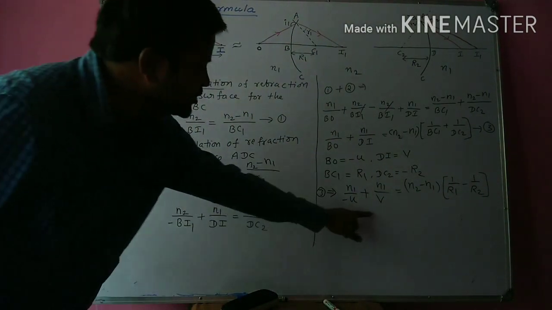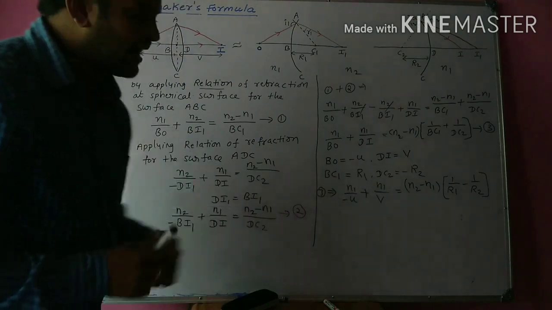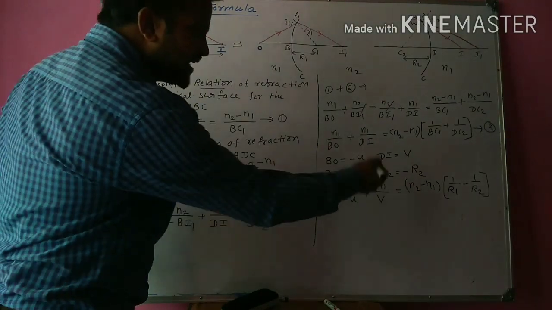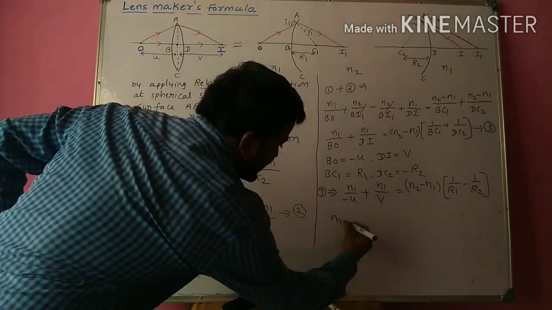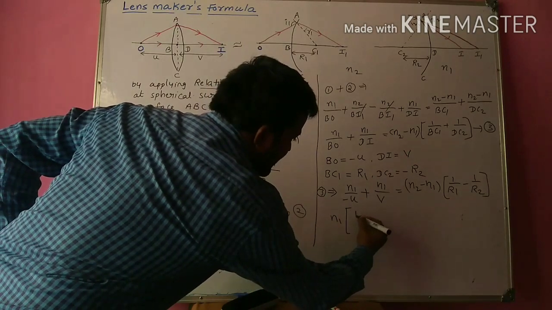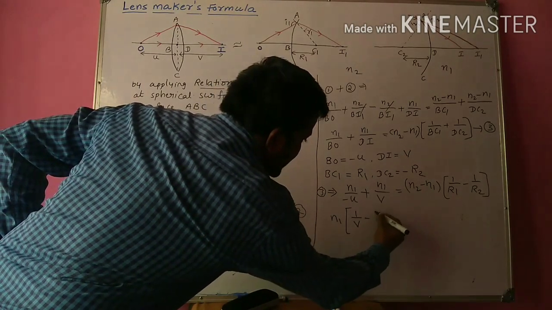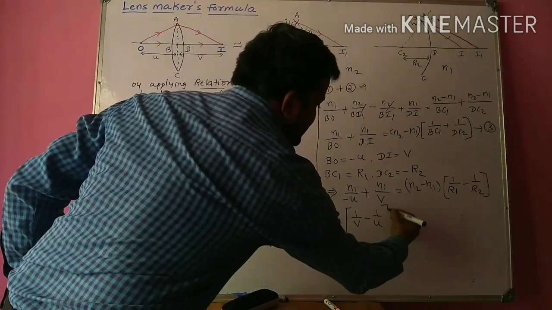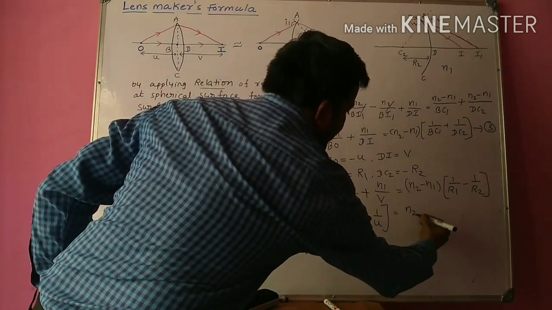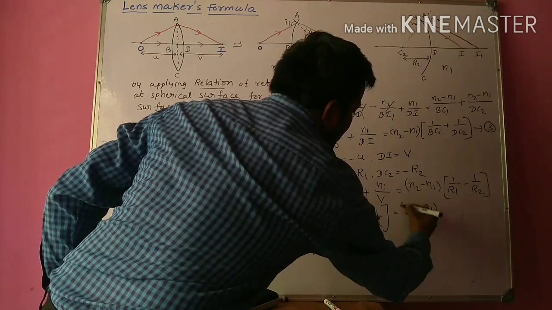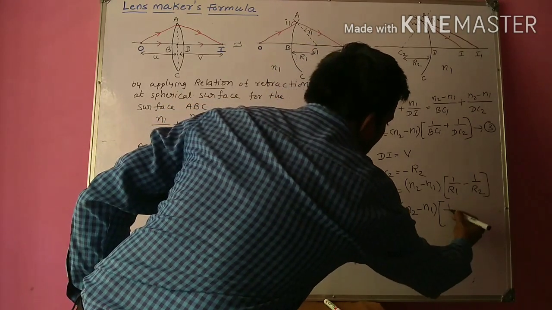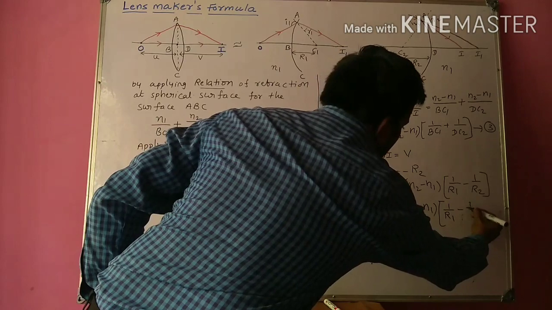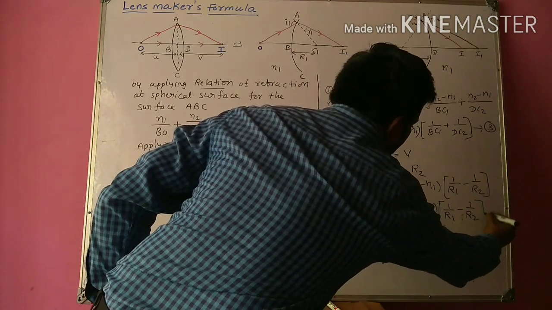Now from these two terms, N1 we can take common. If you take common and arrange the terms, we will get N1 into, writing positive first, 1 by V minus 1 by U, that is equal to N2 minus N1 into 1 by R1 minus 1 by R2.